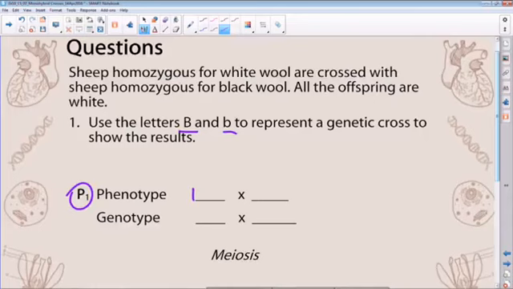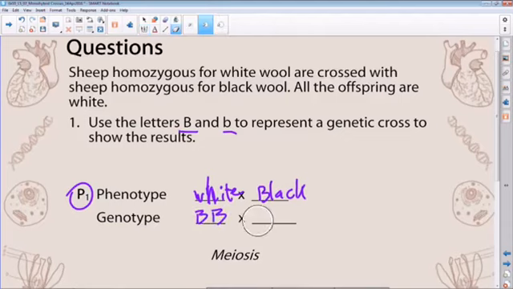So here we go. We have the first one. Phenotype is white. Okay, white crosses with black. Cool. And then you got your genotype, big B, big B. And then this one, of course, without even thinking, this one is small b, small b.